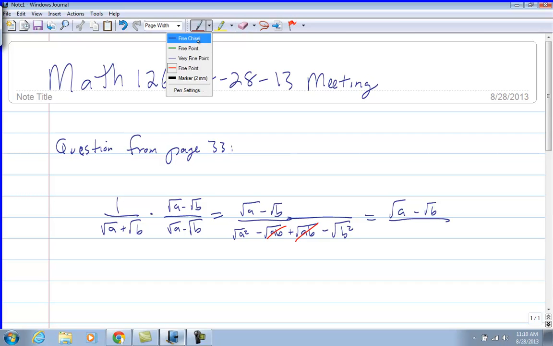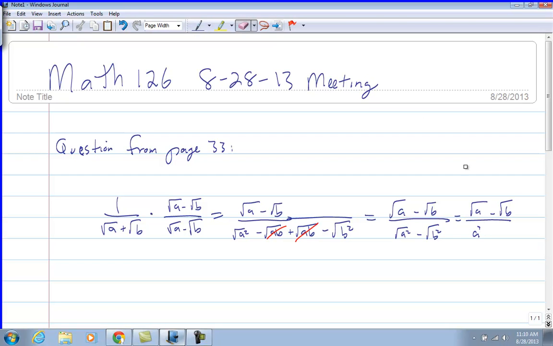And we end up with the square root of a squared, which is going to be a, minus square root of b squared, which is b. So this is square root of a minus square root of b over a minus b, because the square root of a squared is a. Square root of b squared is b. No, not a squared again, Jeff. Come on. So that's what we end up with, and that's called rationalizing the denominator.